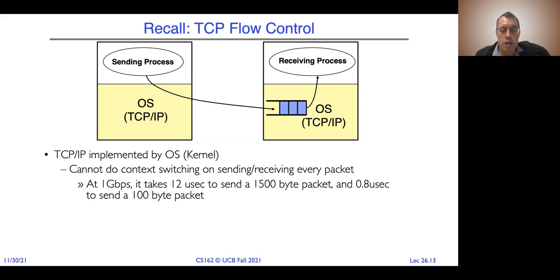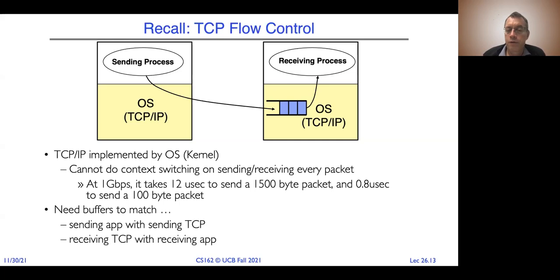And if you do a context switch on sending every packet, for instance on the internet, the packet size is typically 1500 bytes. Then to sustain the throughput of a 1 gigabit per second link, you need to send a packet every 12 microseconds. And if the packet is smaller, like 100 bytes, in less than 1 microsecond. This is too little time for a context switch. So how do you solve the problem?